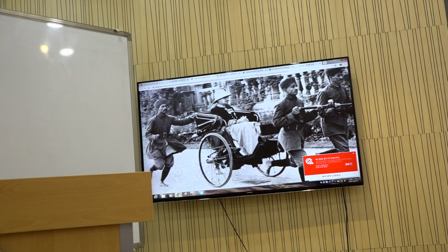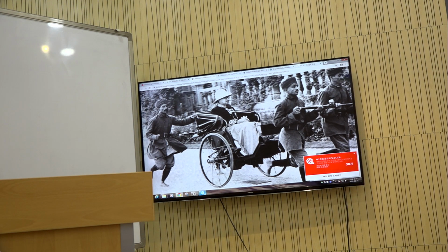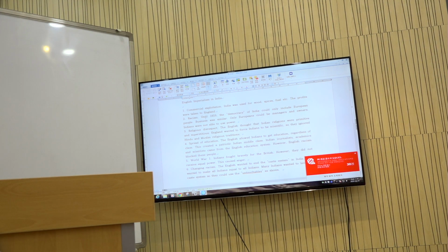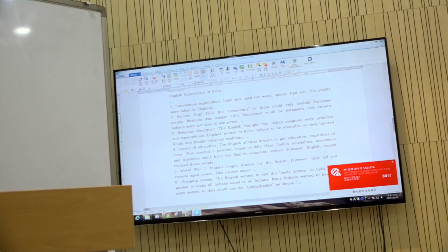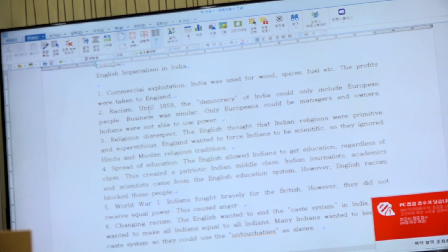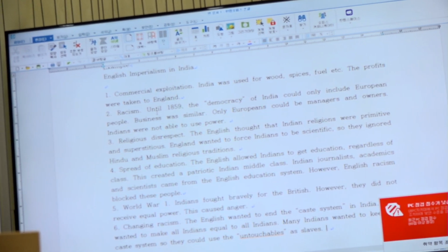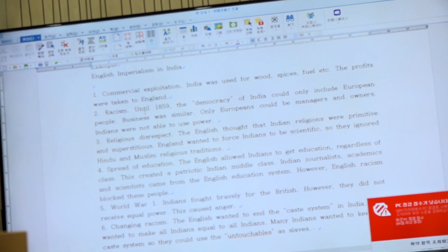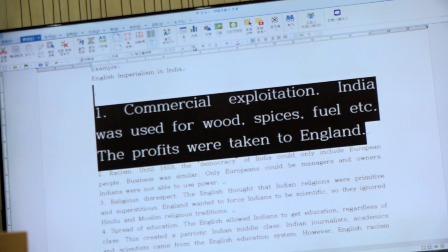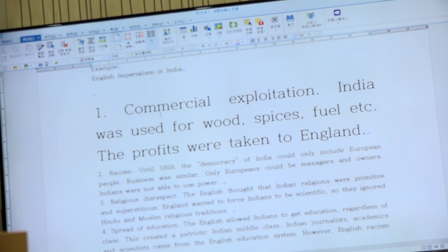Okay, so let's look at some characteristics of the English Empire in India. Okay, so number one. Commercial exploitation.